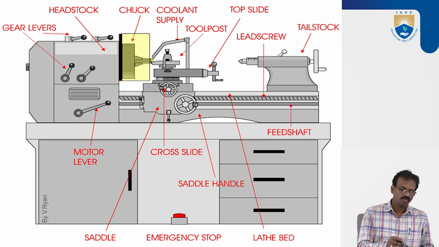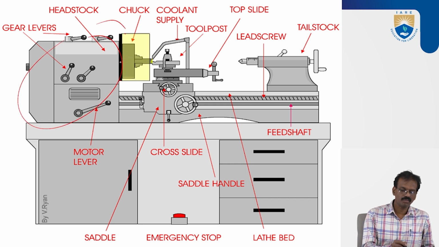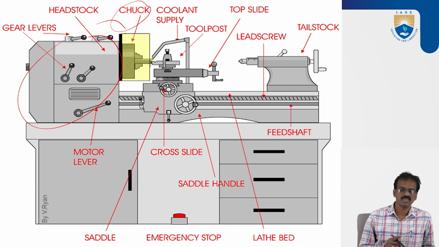So we know that the left side is the headstock. In the headstock there is a spindle. By the help of the motor, the spindle will be rotated. Chucks will be attached to the spindle, so the chucks will be rotated with the help of the spindle. The main purpose of the chuck is to hold the workpieces. By the help of the chucks, the workpiece will be rotated.